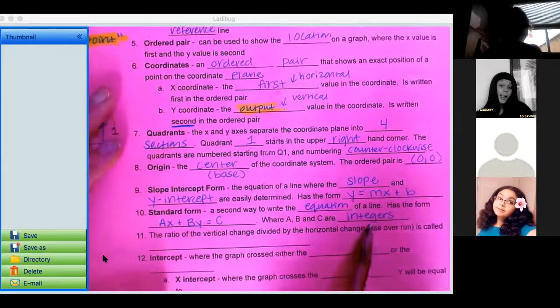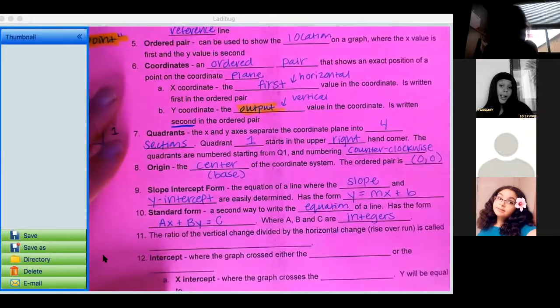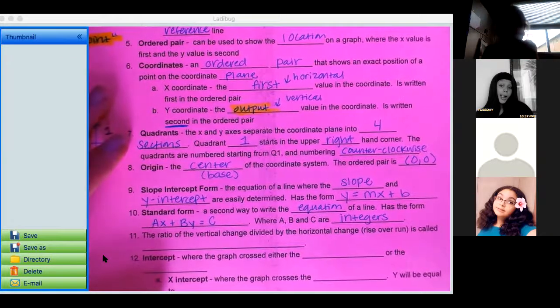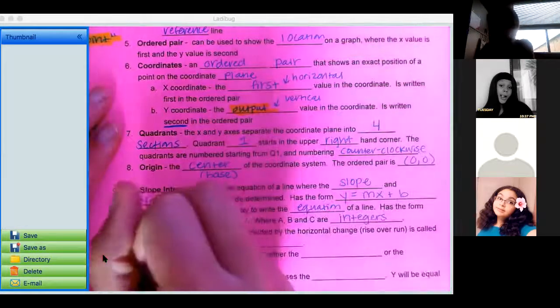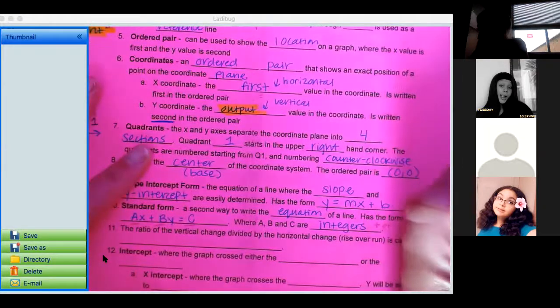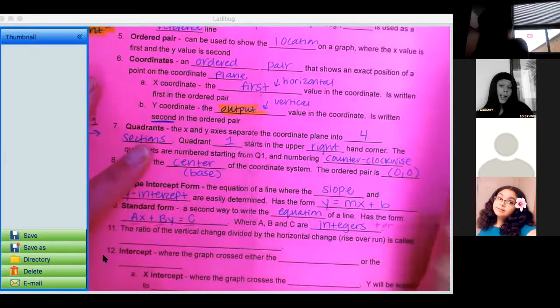All right, really quick. What's an integer? Can somebody remind me what an integer is? Okay, a positive or a negative whole number, not a fraction. Yeah, it's a positive or negative whole number. So this A, B, and C are capitalized because they're positive or negative whole numbers. Okay?